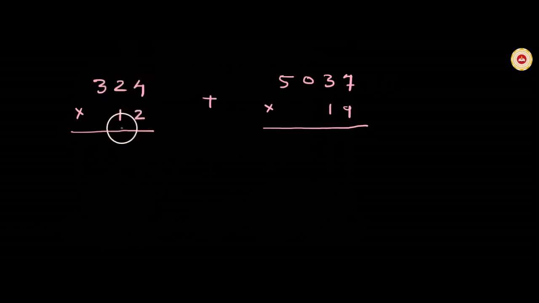1, 2, 3, 4, 5. 3 digits in multiplicand and 2 digits in multiplier. Total 5 digits. 5 minus 1, 4. We will get answer in 4 parts. So let us write answer here in this area.